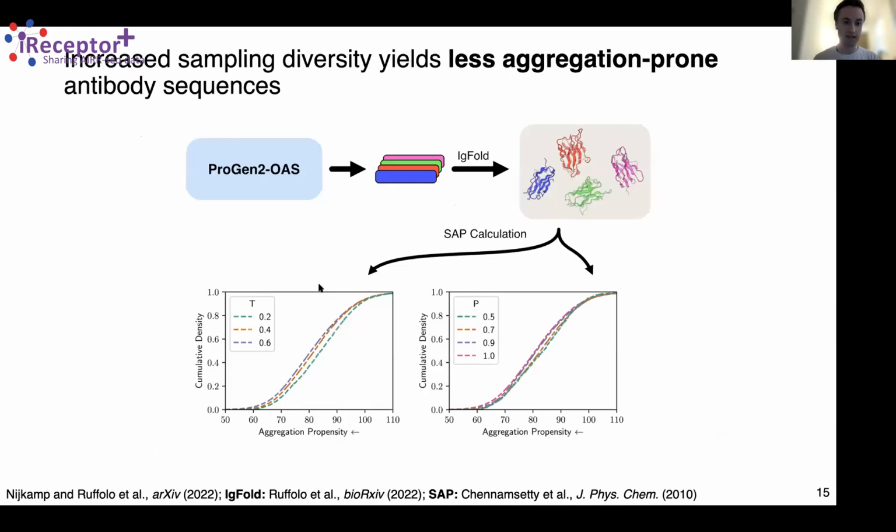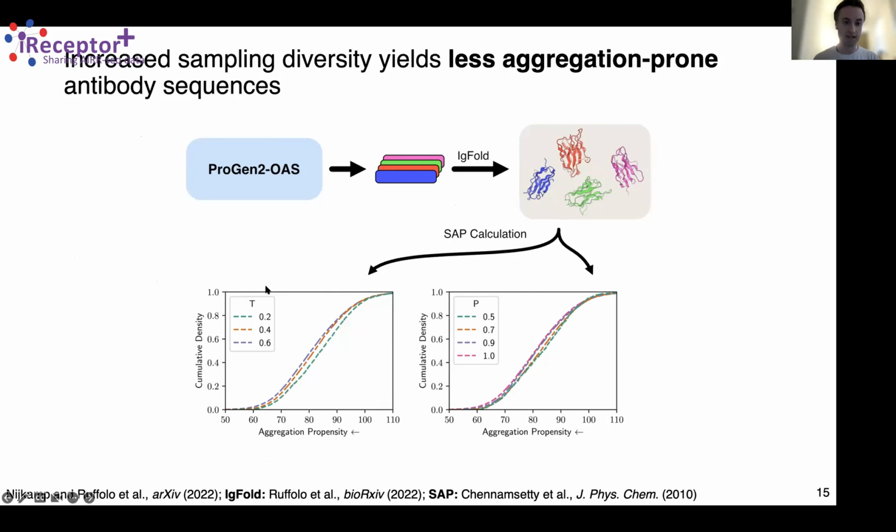With this model, we can do some of the stuff I mentioned before. We can generate antibody sequences. Here I've generated sequences, folded them with our IgFold software, and then predicted aggregation scores for these. We find, in this case, as you vary these sampling parameters that I mentioned before, if you generate more diverse sequences, meaning higher T and P, you typically get reduced aggregation propensity.